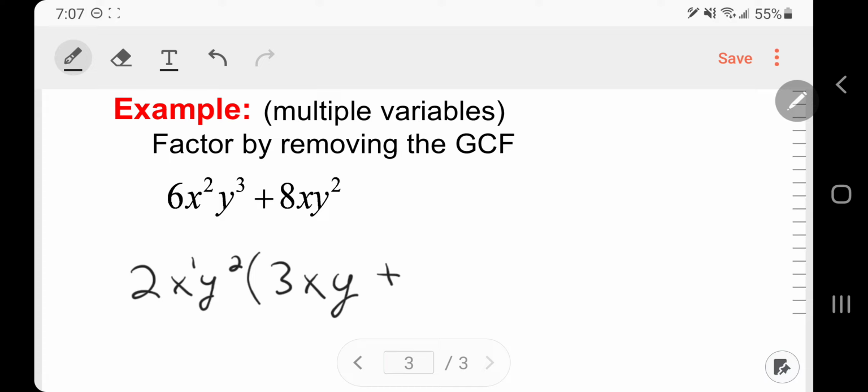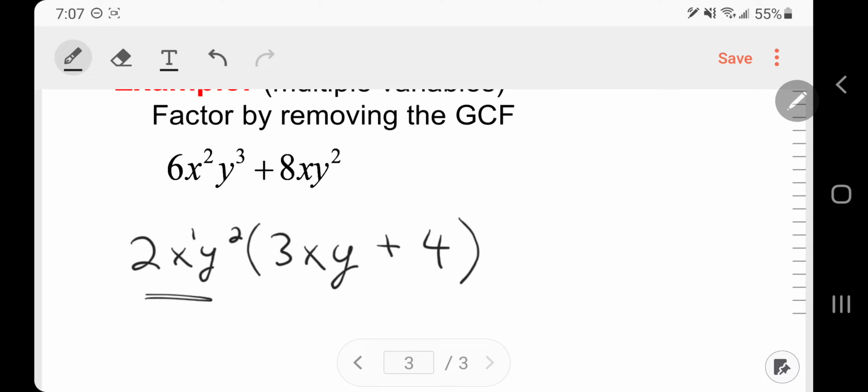Now we do the same thing with the second term. 8 divided by 2 is going to give me 4. X to the first minus x to the first is 0. And then y squared minus y squared is also 0. So there you have our final answer. Again, greatest common factor on the outside. And whatever is left over when we divide is on the inside of our parentheses.